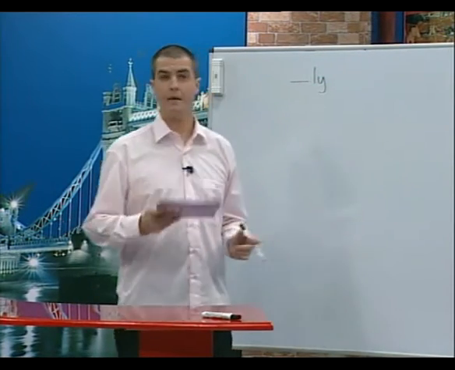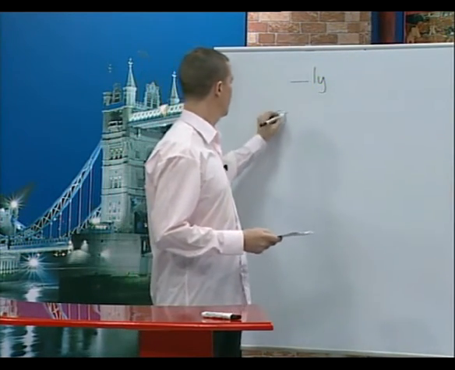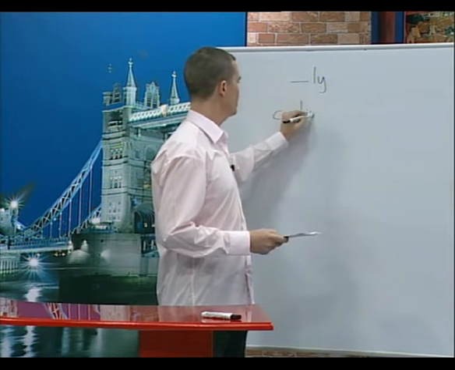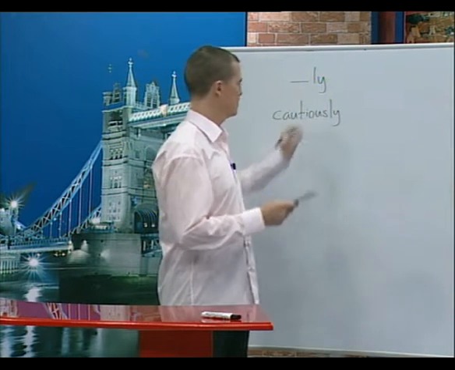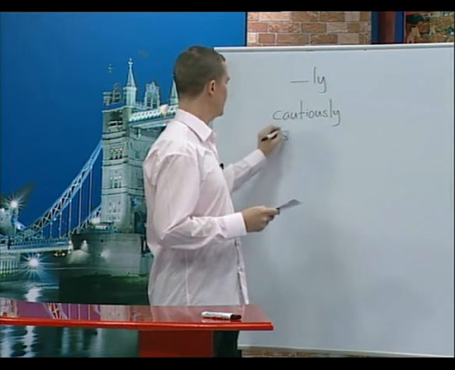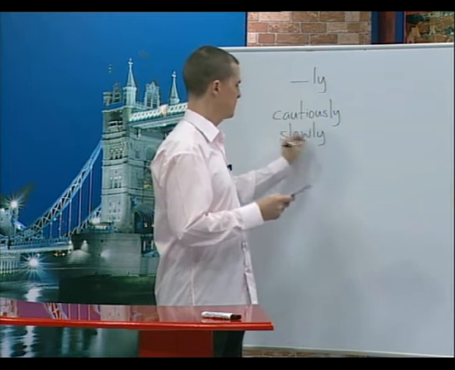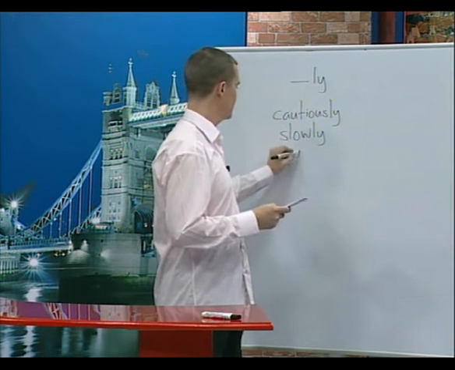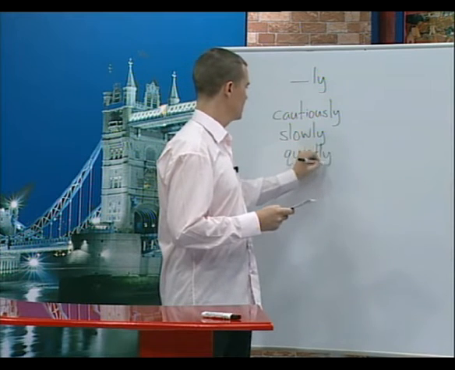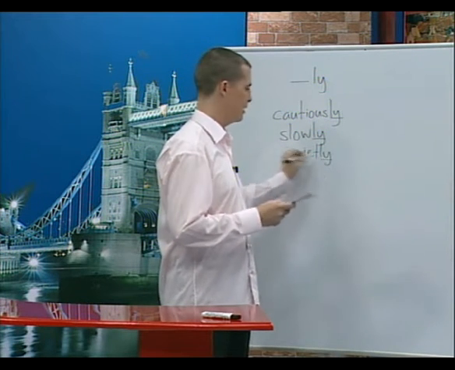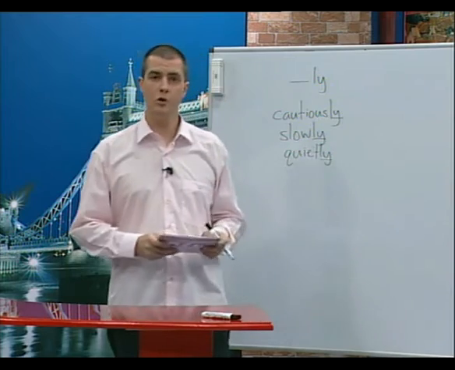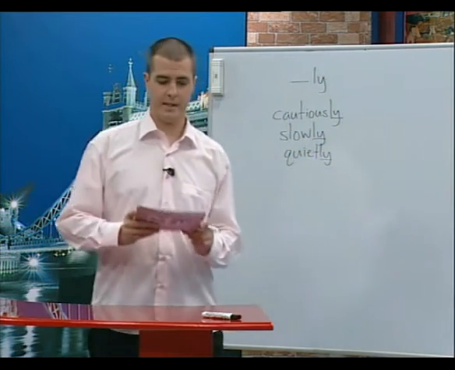Now, many adverbs end in ly. Some examples are cautiously and slowly and quietly. Ly, ly, ly. These adverbs usually come at the end of a sentence.